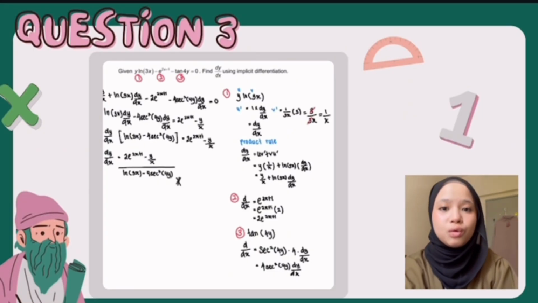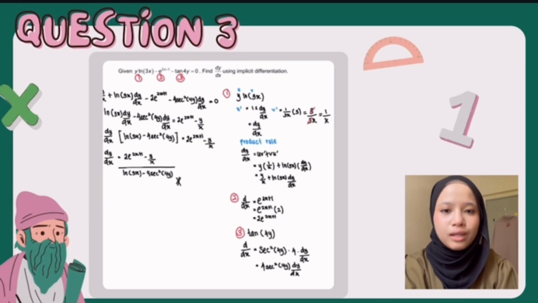We will get 2e to the power of 2x plus 1 minus y over x, all over ln 3x minus 4 secant squared 4y. So that is our final answer.